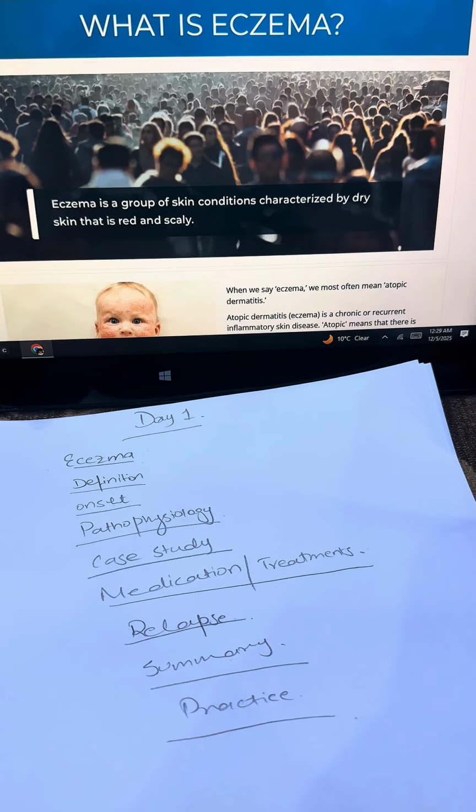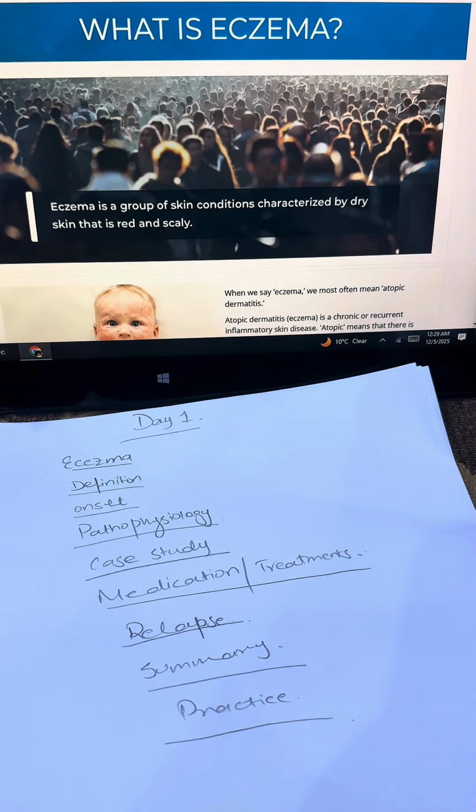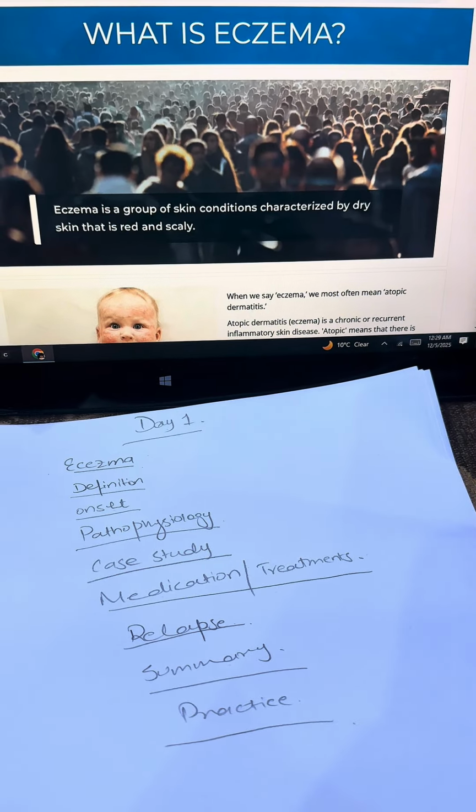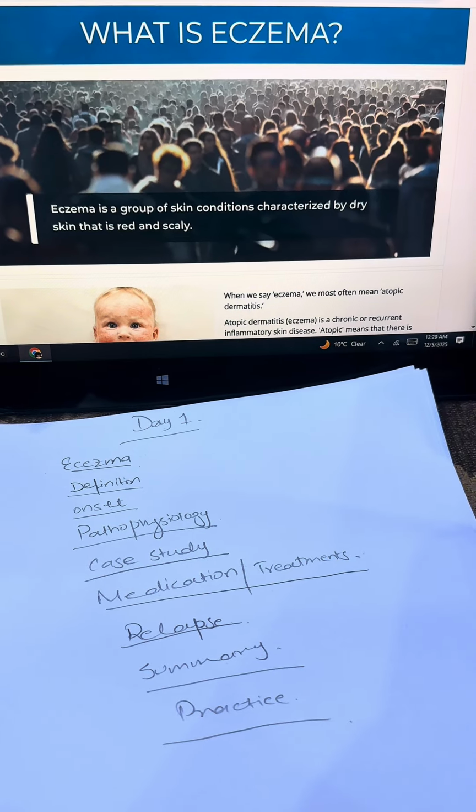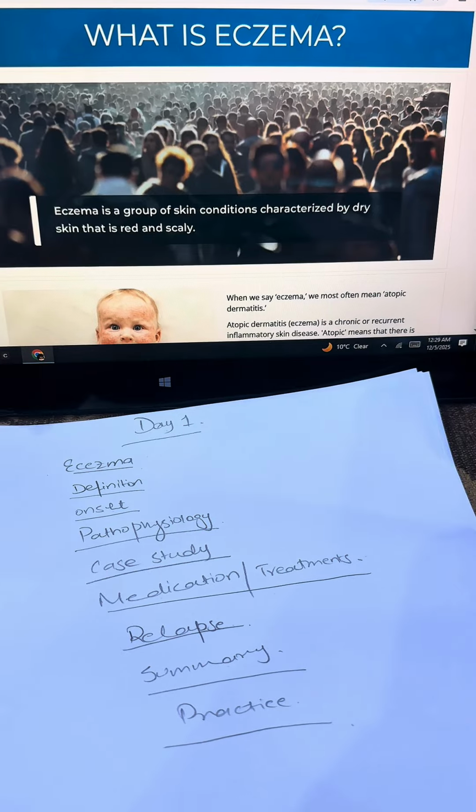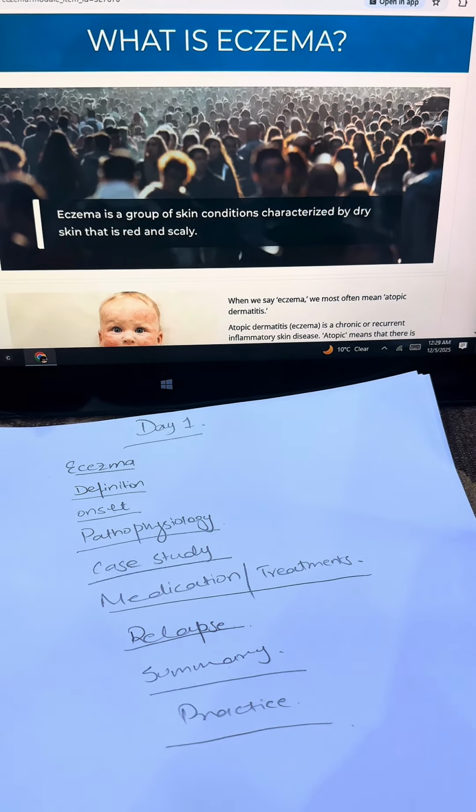Hello everyone. Today the topic of my exam preparation is eczema. In Urdu we can say jambal. Eczema is a group of skin conditions in which we discuss red and scaly skin.